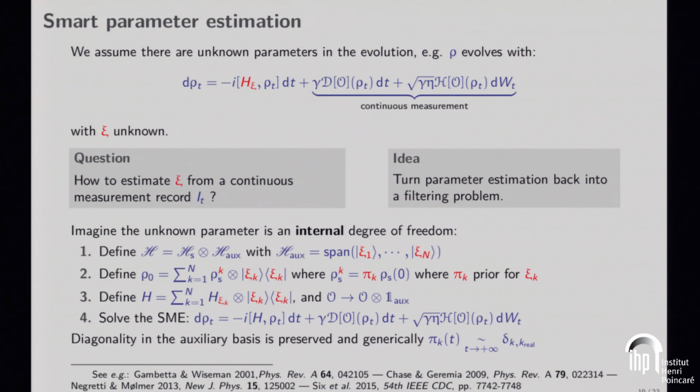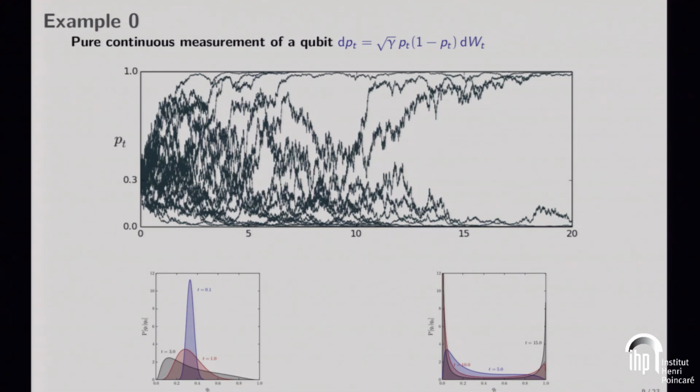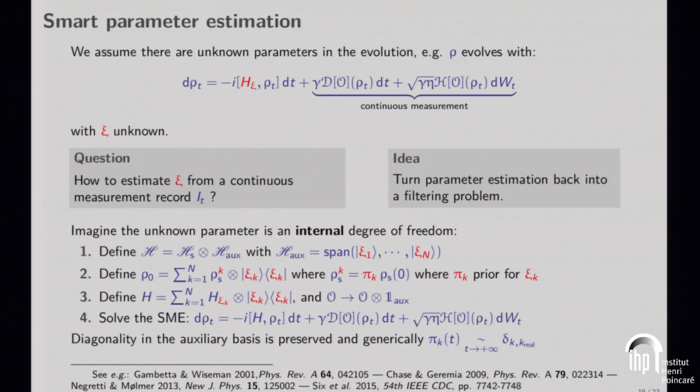And then you solve the stochastic master equation on this extended space, okay? And basically diagonality is preserved. The density matrix will stay block diagonal in this enlarged Hilbert space, and the probability, basically the trace of the block, will converge so that all the mass will end up in one block, which will give you the value of the parameter you are trying to measure. So it's like, in the trivial case, you are collapsing a state into one value or the other. Here, in the same way, you are collapsing the hidden parameter into one value out of a bunch of values.